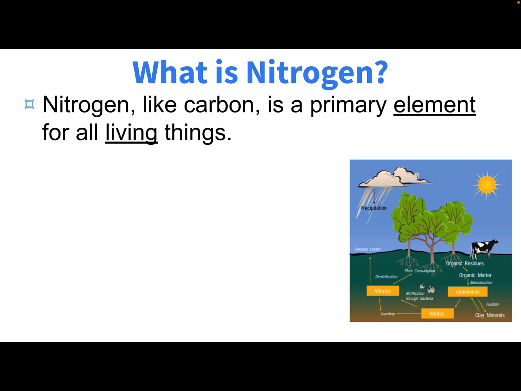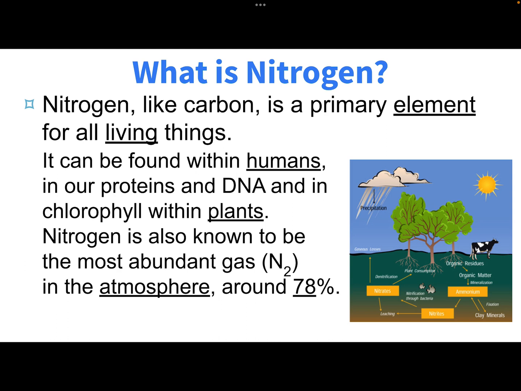So for a couple pieces of information about background on nitrogen. Nitrogen, like carbon, like oxygen, like phosphorus, is a primary element for all living things. We can find it within humans, specifically in our proteins and in our DNA, and those two things are going to come up a bit later as well, and in chlorophyll within plants. If you remember back to your 7th grade science class, chlorophyll is sort of the engine that drives photosynthesis. So obviously super important for plants as well.